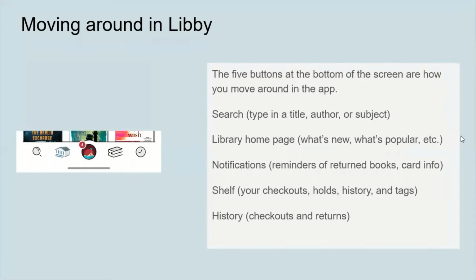These buttons at the bottom are how you will move around in Libby. The first one is a search. The second one that looks a bit like a building is the library home screen. The one in the middle is notifications. The one that looks like a stack of 2 books is your shelf. And the last one is your history. Those are at the bottom of each screen.